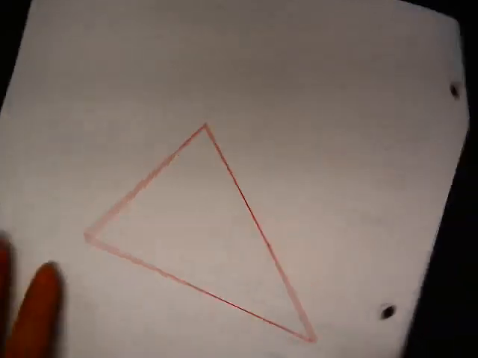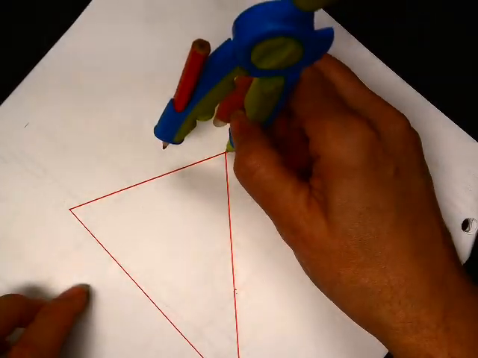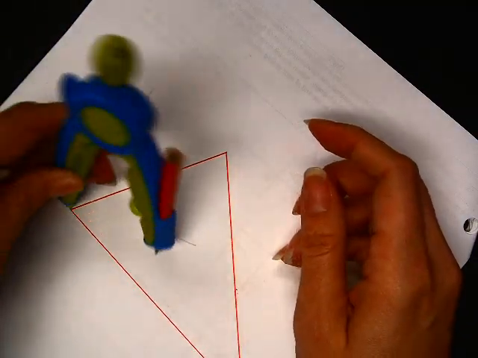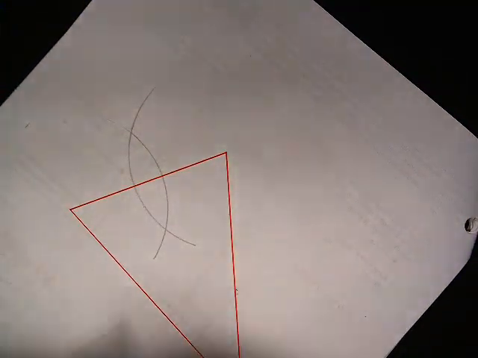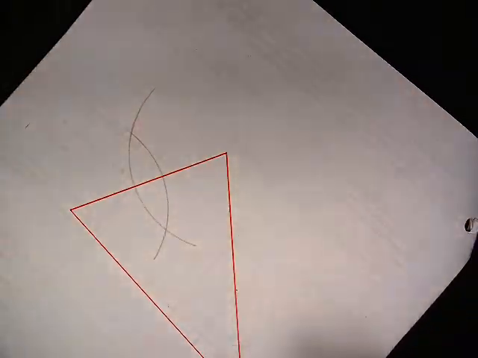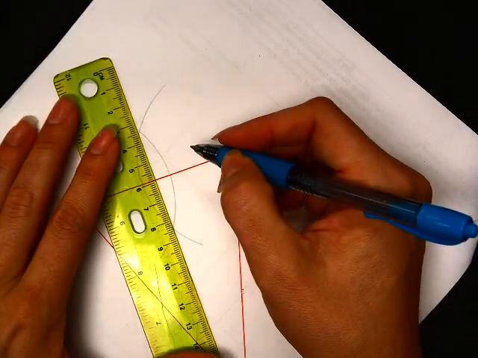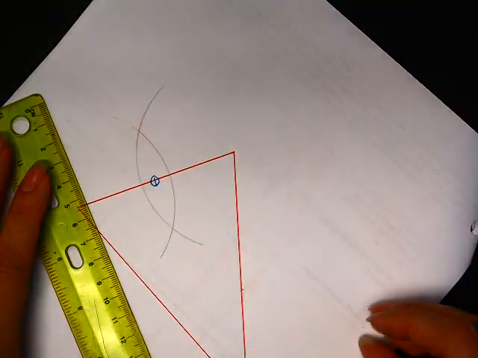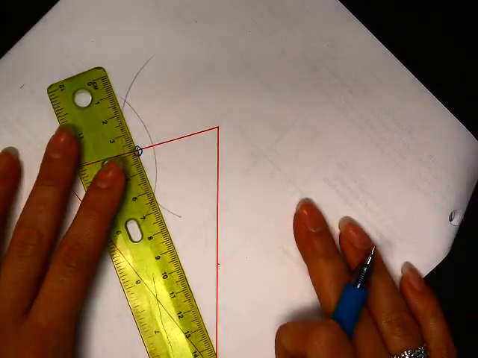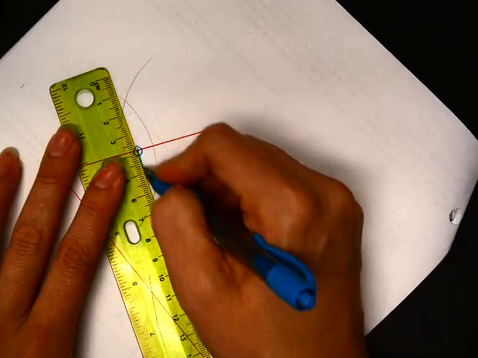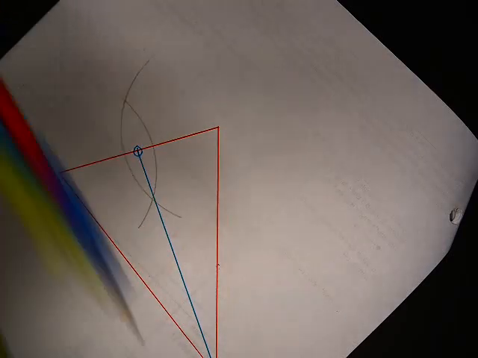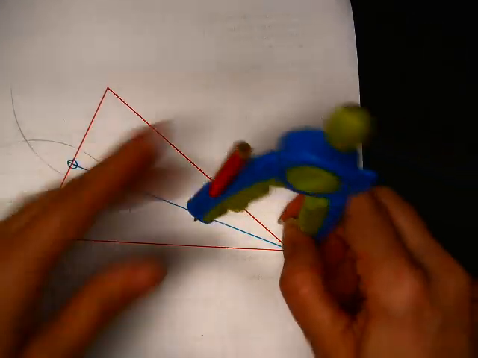Now the medians are the line segments that connect the midpoint of the sides to the opposite vertex. So I create a little rhombus right here, and all I want is my midpoint. That's all I want. Because then what I want to do is connect my midpoint to my opposite vertex. That is my median. Once I have done one, I'm going to need to go ahead and do another.